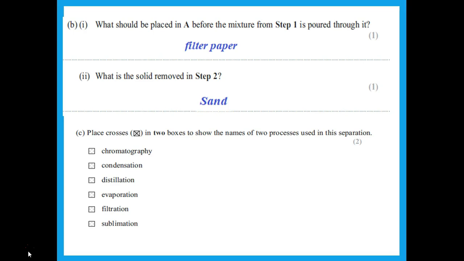Place crosses in 2 boxes to show the names of 2 processes used in this separation. So what are we talking about in this separation? We're not talking about chromatography. We're not talking about condensation. We're not talking about distillation. But yes, we have evaporation, that was step 3, and we have filtration, which was step 2.